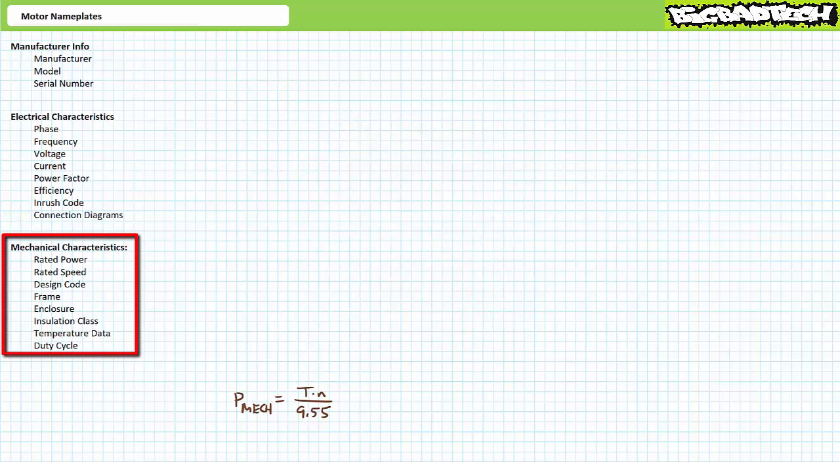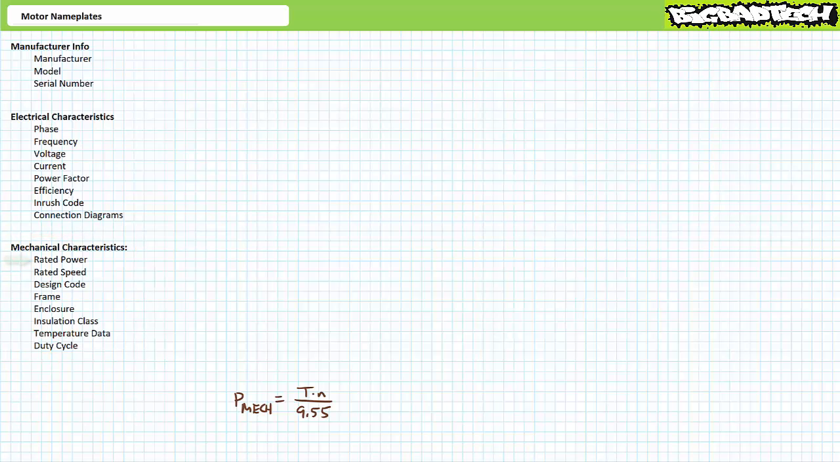The next larger group on a motor nameplate pertains to the mechanical aspects of the motor in question. The most important of these entries specify mechanical power, rated speed, design, frame, enclosure, installation class, temperature data, and duty cycle. Mechanical power. The power entry in a motor nameplate is the output mechanical power in units of horsepowers or watt, where 1 horsepower is 746 watts.